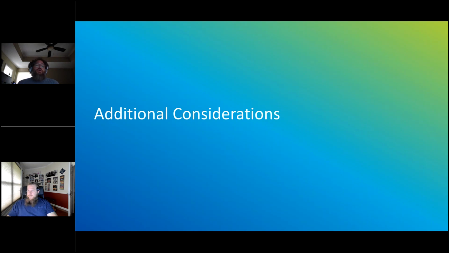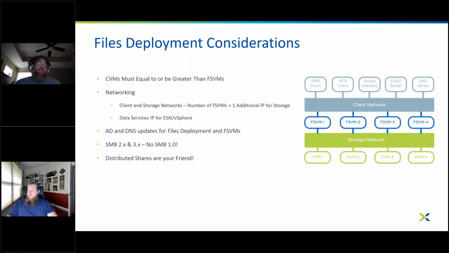Okay. So additional considerations with Files in your cluster. Every time you deploy a node in a cluster with Nutanix, it has a CVM or controller VM. The number of FSVMs must be equal to or less than the number of CVMs. So if you have 16 nodes, you can't have more than 16 file server VMs in that cluster. You can have less, but you can't have more.